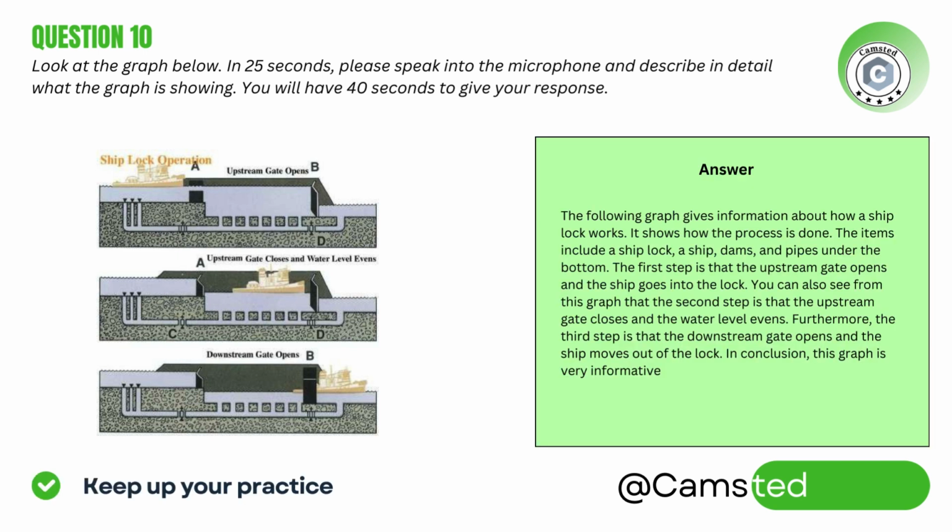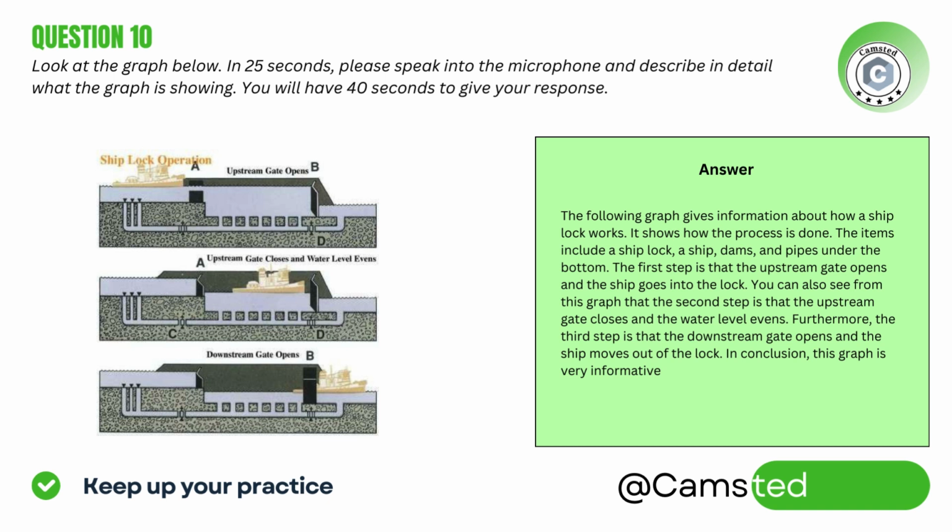The following graph gives information about how a ship lock works. It shows how the process is done. The items include a ship lock, a ship, dams, and pipes under the bottom. The first step is that the upstream gate opens and the ship goes into the lock.